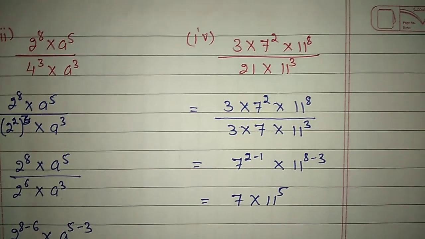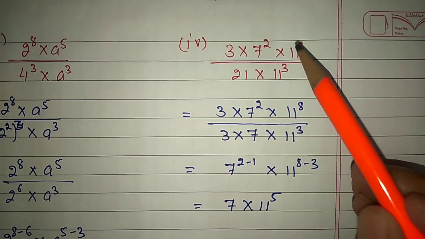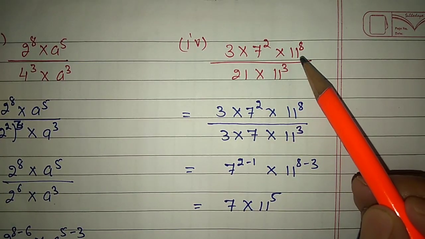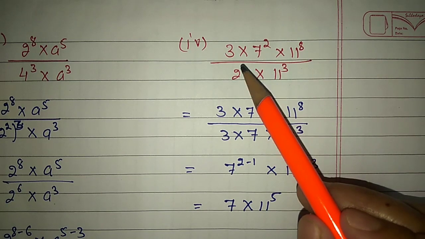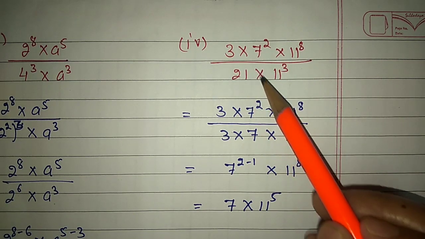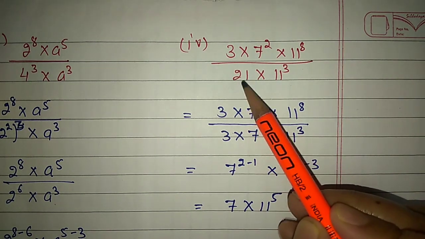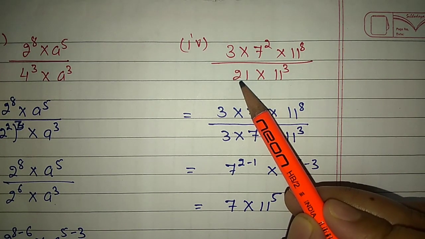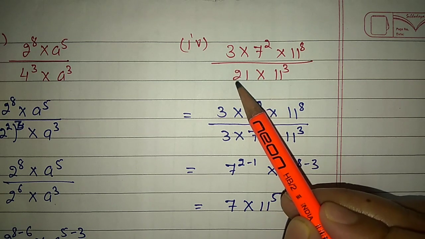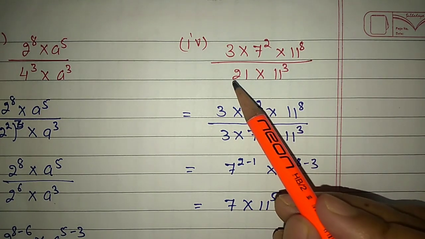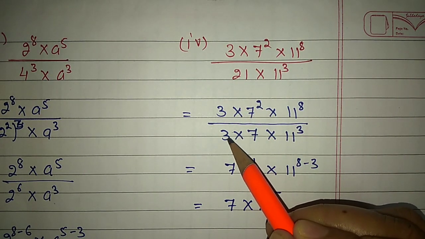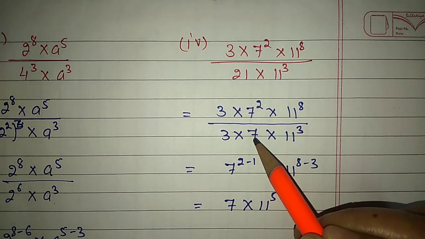Fourth part: 3 multiplied by 7 to the power 2 multiplied by 11 to the power 8, denominator 21 multiplied by 11 to the power 3. Here this 21 is not a prime number. We have to split it. If it is possible, then the given number you have to split out. So 21 we can write as 3 multiplied by 7.